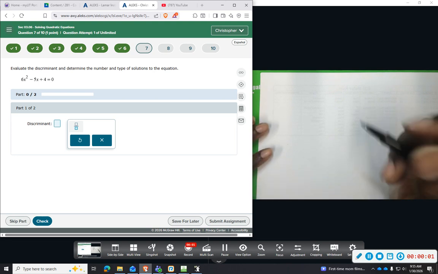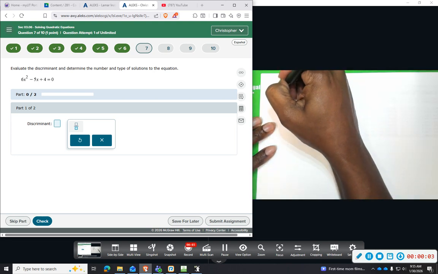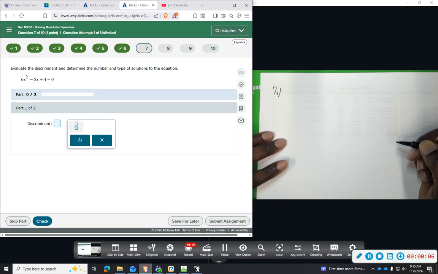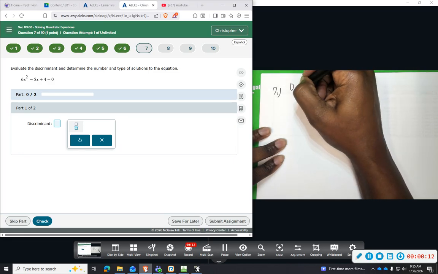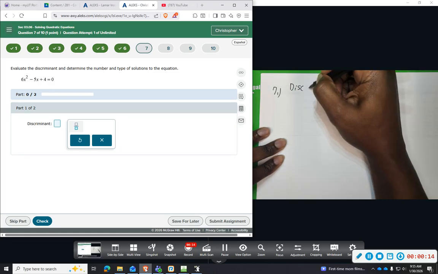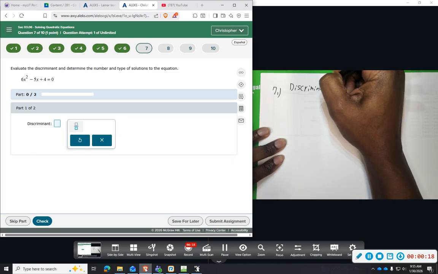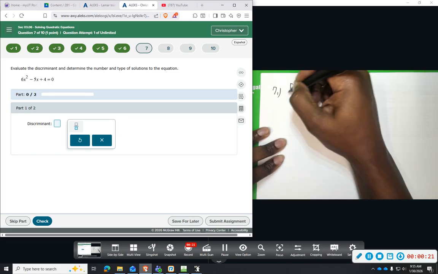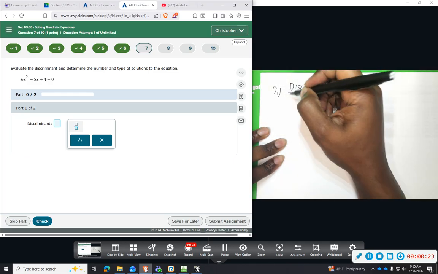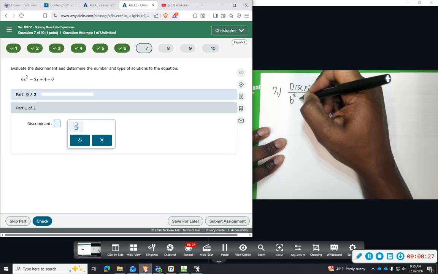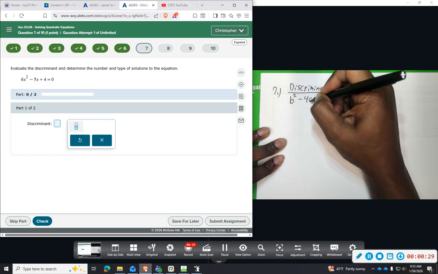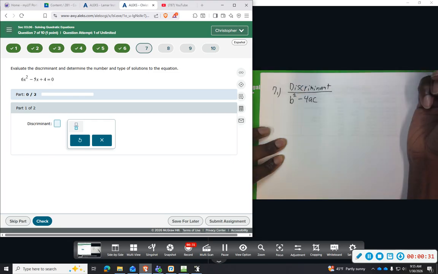All right, number 7 wants us to solve for the discriminant and determine the number of solutions. Okay, so the discriminant is just the part that is under the square root. So that is the b squared minus 4ac. So it's only this part.